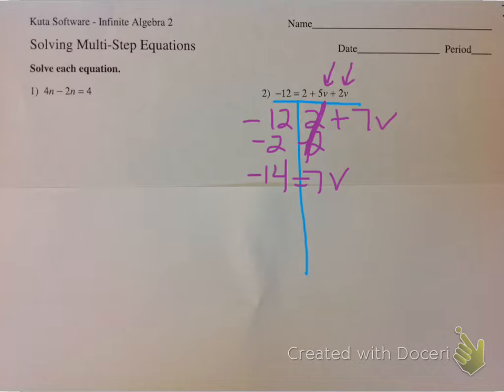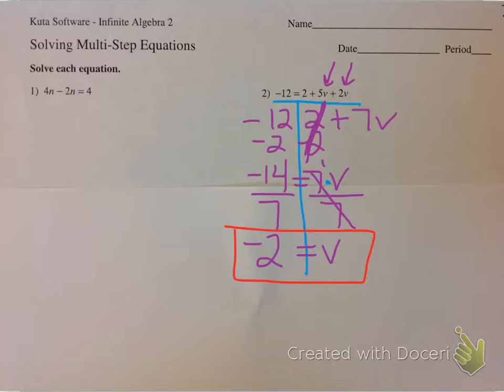Last thing we need to get rid of is the 7 that's right next to it. When you have a variable and a number next to each other like that, you can see that they're being multiplied. So we're going to do the opposite, which is divide. Do it to both sides to stay even. 7 divided by 7 is just 1. So it leaves us with v. We don't need to write the 1v, just the v. Then on the left we have -14 divided by 7, which is a -2. Okay, and don't forget to put a box around your answer so we can find it easily.